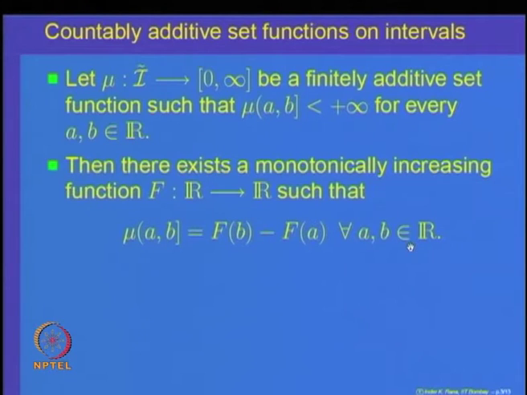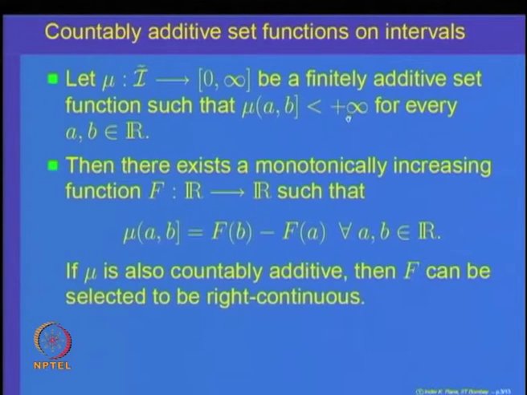So, we want to show that given a finitely additive set function on the class of all left open right closed intervals, it must arise from a monotonically increasing function f with the relation that the value mu of (a, b] is given by the difference f(b) minus f(a). And in addition, here mu was only finitely additive, but if we assume mu is countably additive, then this function f can be selected to be right continuous.